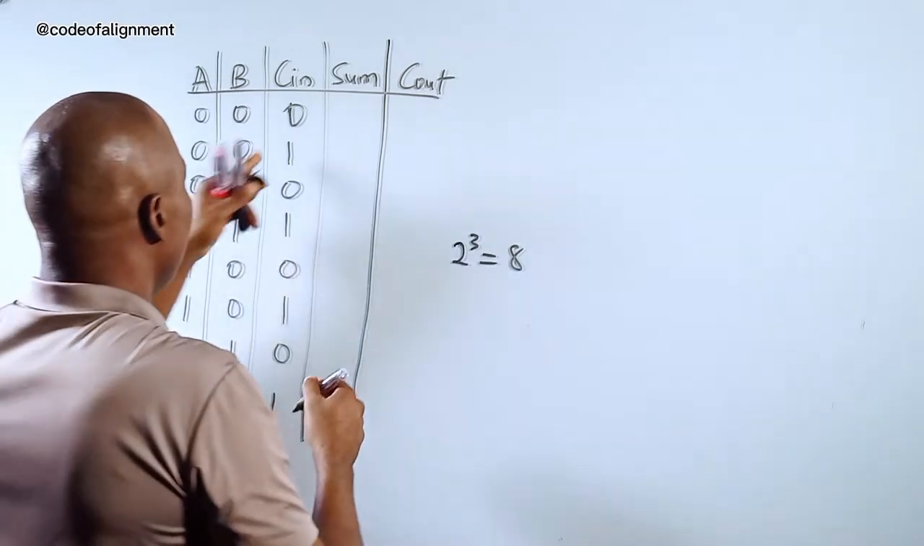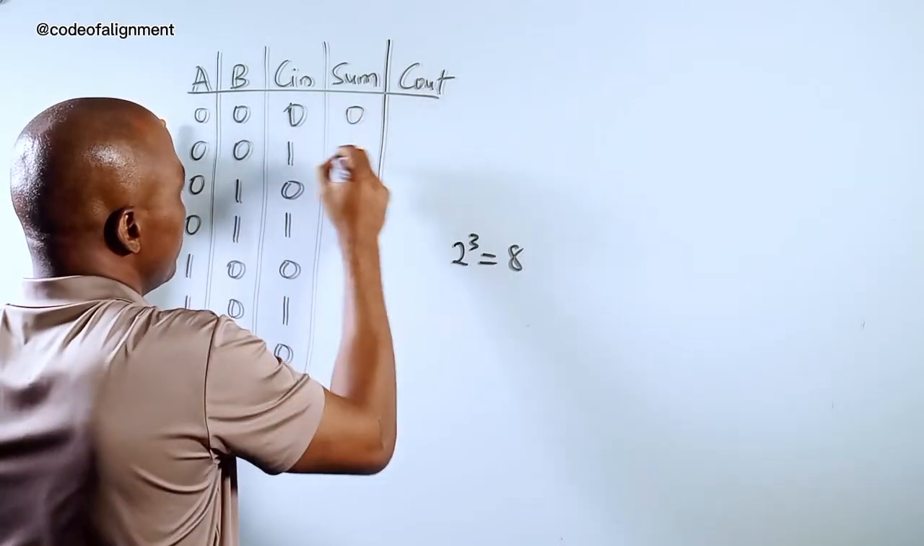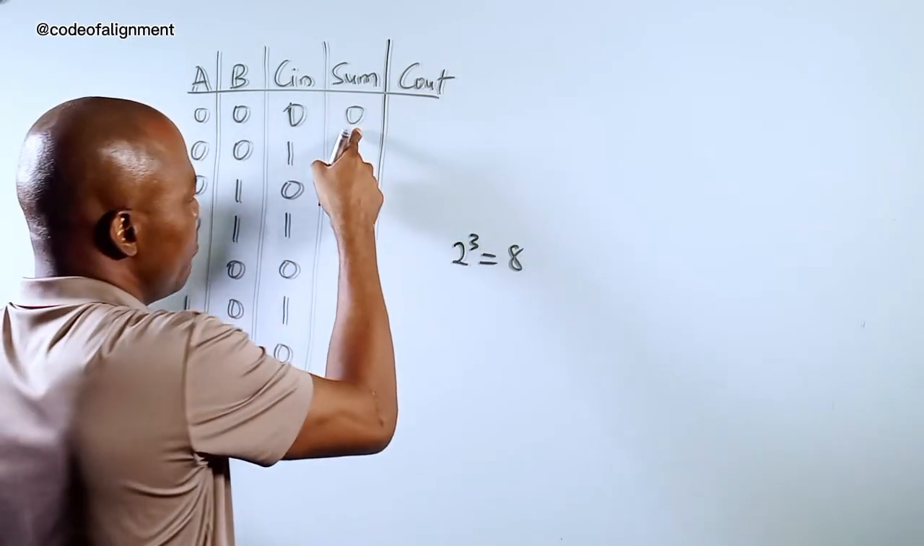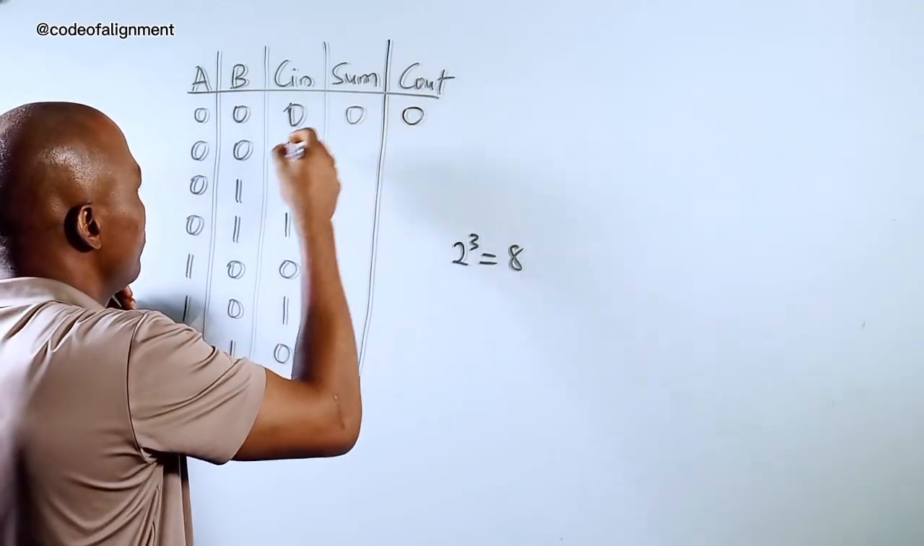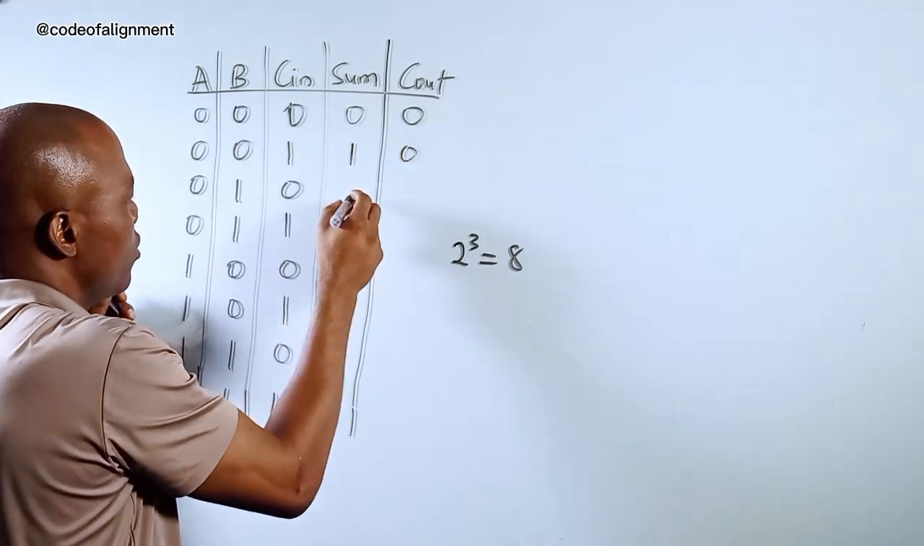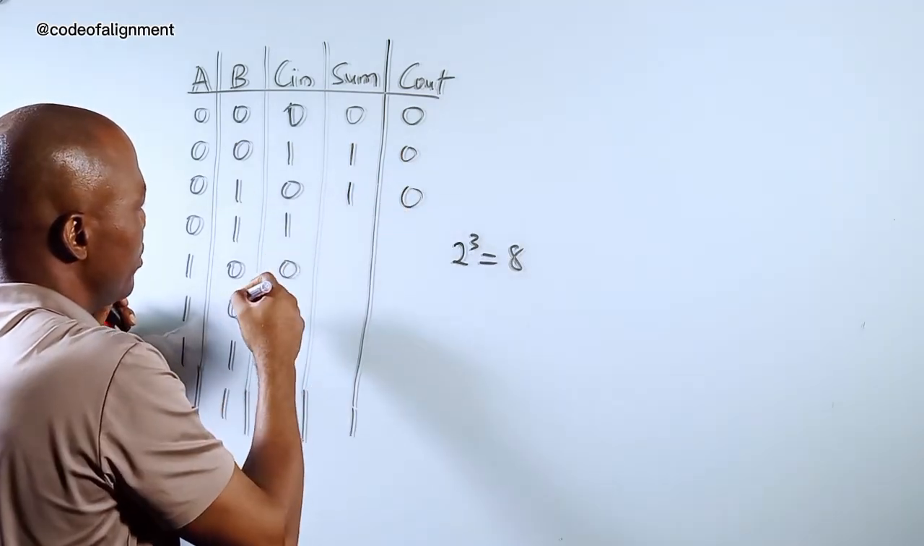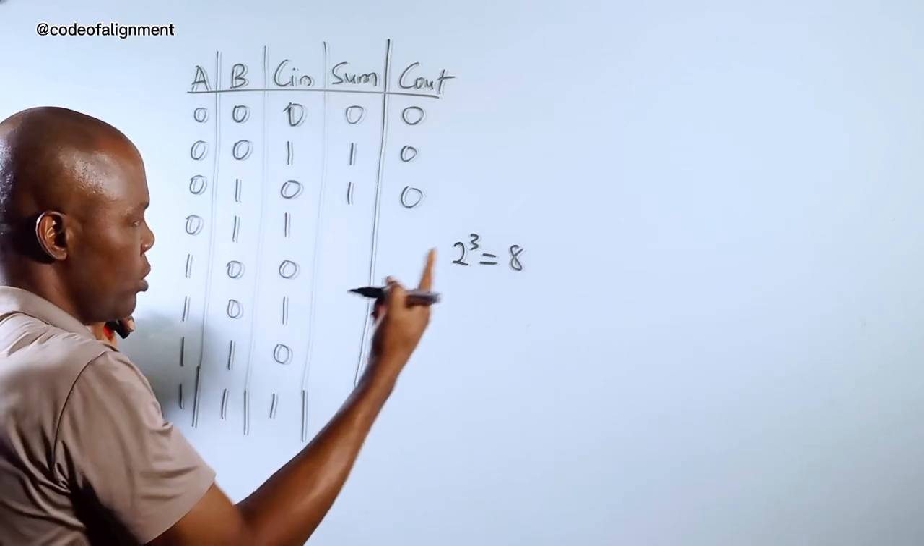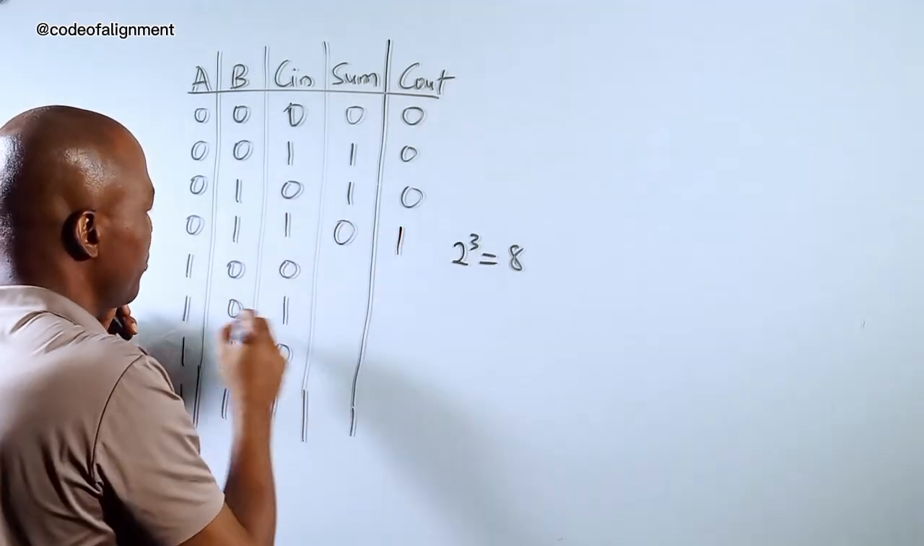Right? So my sum will be 0. That is 0 plus 0 plus 0 will give me sum 0, and then the carry will be 0. 0 plus 0 plus 1 will give me 1. Carry will be 0. 0 plus 1 plus 0 will give me 1. Carry will be 0. 0 plus 1 plus 1 will give me 2. You can't write 2. You put 0 and you carry 1.